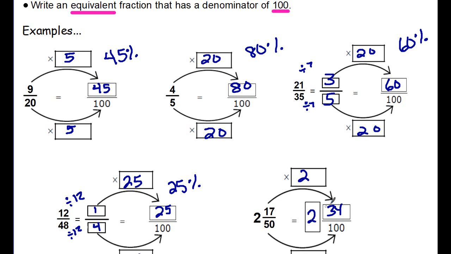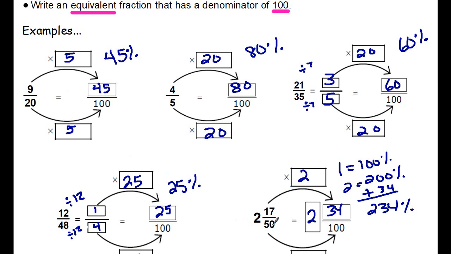So we add the 200% to the 34, and we get 234%. So if 1 whole equals 100%, 2 wholes equal 200%. Add the 200 plus the 34, and you get the 234. That's one way of doing it. I'm going to change my color and show you another way.